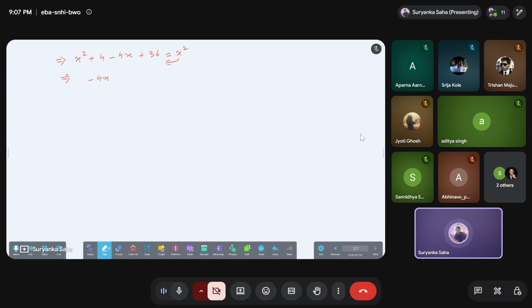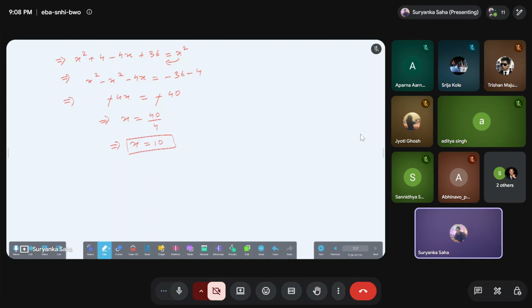So minus 4x equal to, wait, just a minute. You can write like this: x square minus x square minus 4x equal to minus 36 minus 4. The number is going to the right side. So it is 0, only minus 4x remaining, equal to minus 40. Minus minus cancelled, x equals 40 by 4, x equals 10.